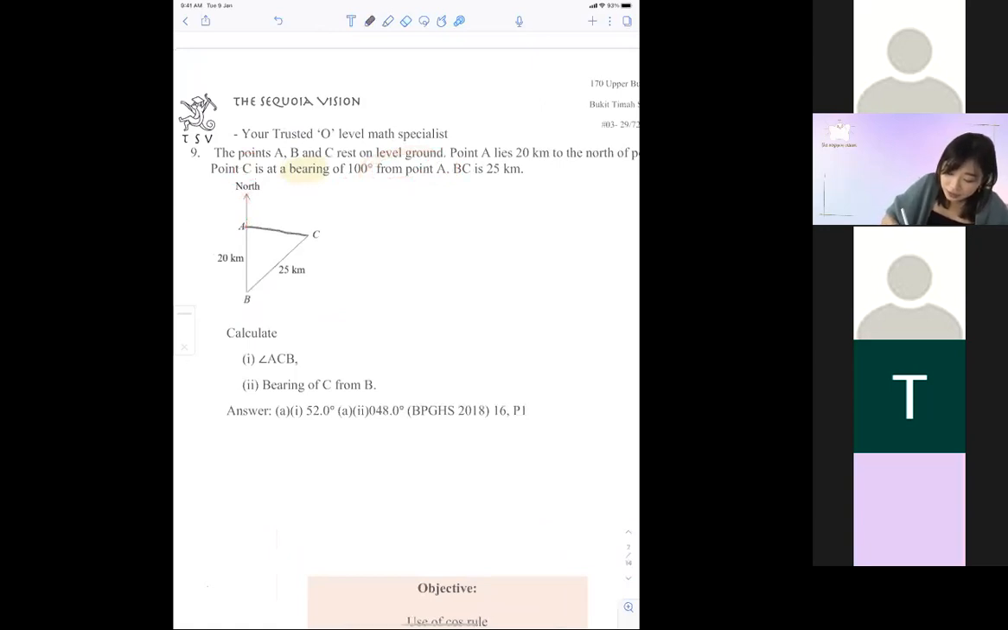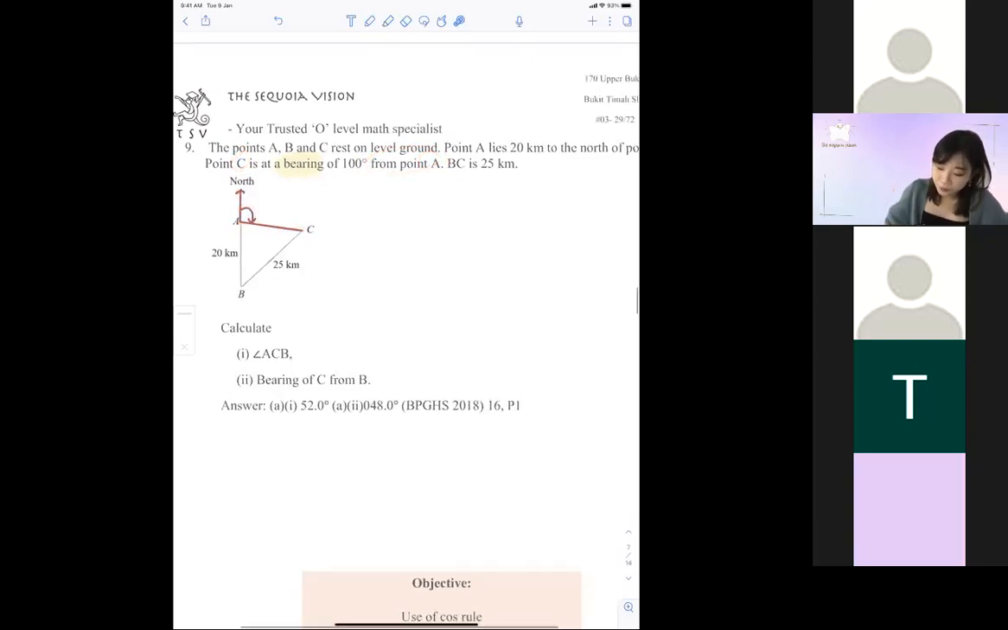So this is the line AC, and this is the north at A. What you want to do is go clockwise from the north, touching AC. So you want here to here. I say again: if it is from A, you draw the north at A. Point C from A, you mark the line AC, then from the north, go to AC. That is the angle you're looking for.